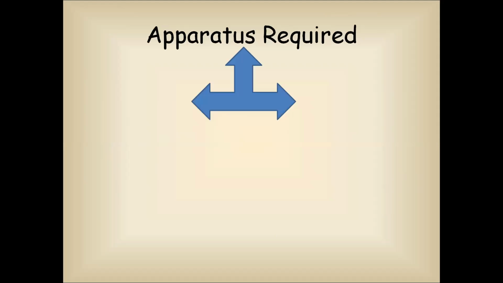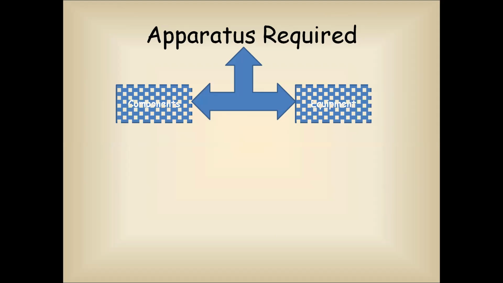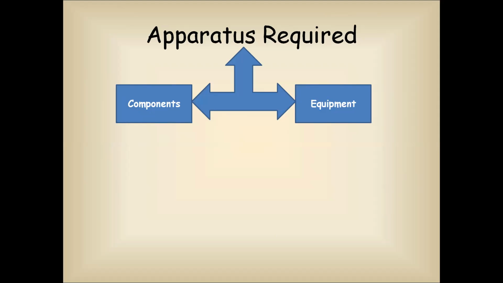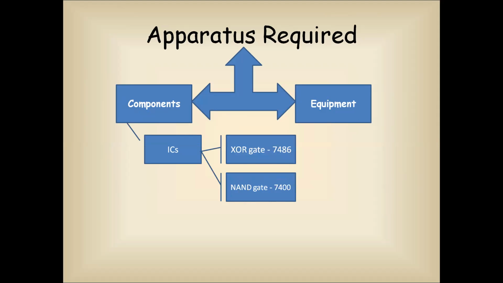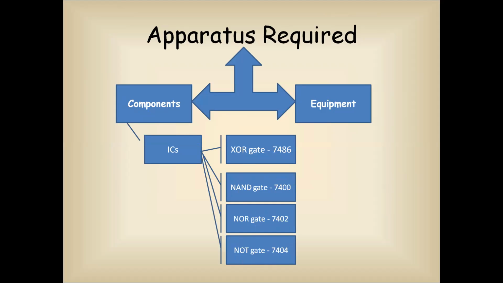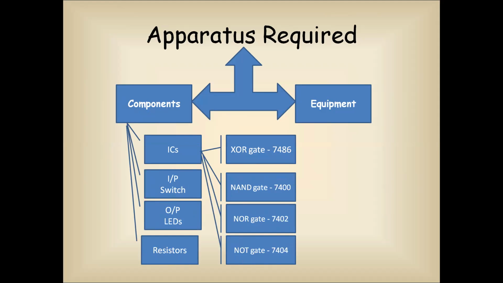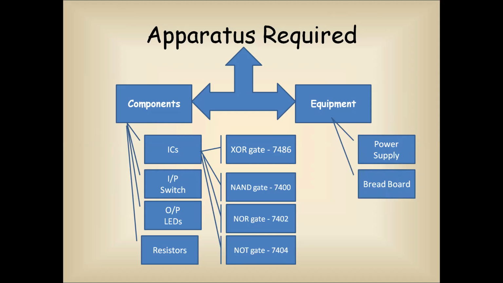And coming to the apparatus required, since we are building a comparator circuit using logic gates, we need a different set of logic gates to build the 2-bit comparator. So here we are taking an optimized design, and for that we need at least a minimum of 8 logic gates to design the comparator circuit. So you need XOR gates, NAND, NOR and NOT gates, so all 4 ICs. Then you need input switches through which you apply A and B inputs, then output LEDs where you observe greater than, equal to, less than outputs, and finally protecting resistors. Then you also need a power supply and breadboard, and finally connecting wires.